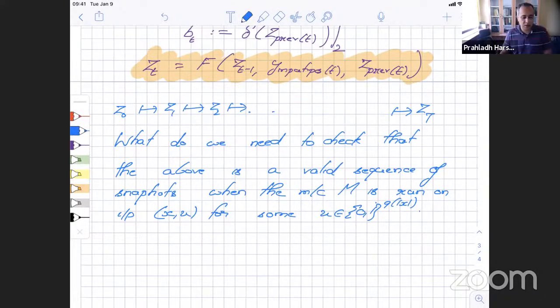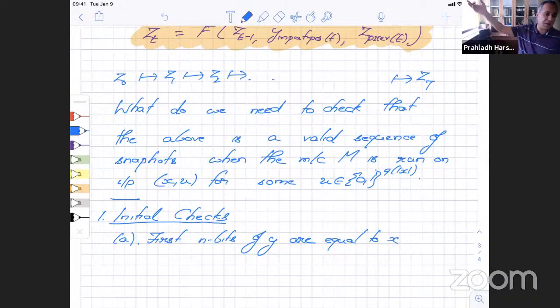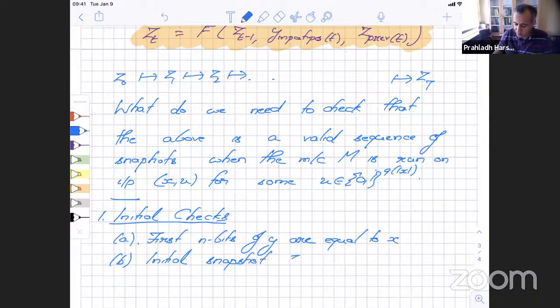What do you need to check? There are several checks. First, there will be one check which will be called the initial check. Let's call it 1. You need to check that the first n bits of y are actually x. First n bits of y are equal to x. I don't care what the remaining bits are, as long as there's one u that satisfies this, I'm good. So this is the one check I need to make: the initial snapshot z_0 is initialized correctly.